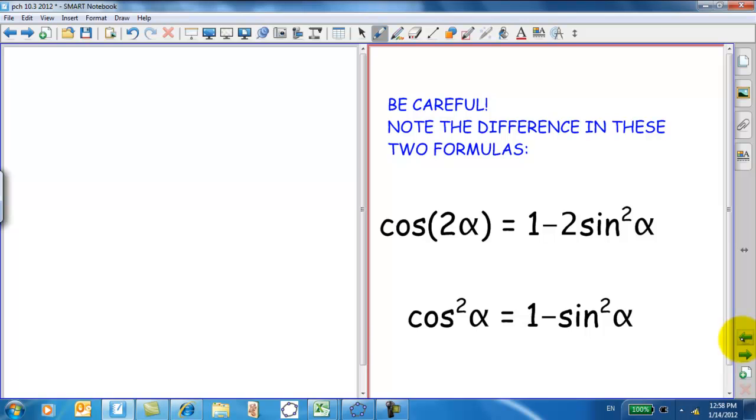Do be careful, though, that cosine 2 alpha and cosine squared alpha are not the same thing. They have similar formulas. This is the Pythagorean relationship. This comes from the Pythagorean idea that we had earlier.